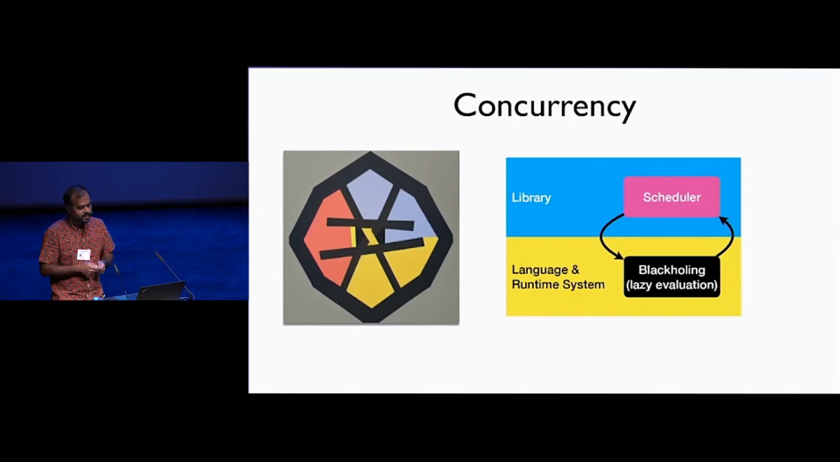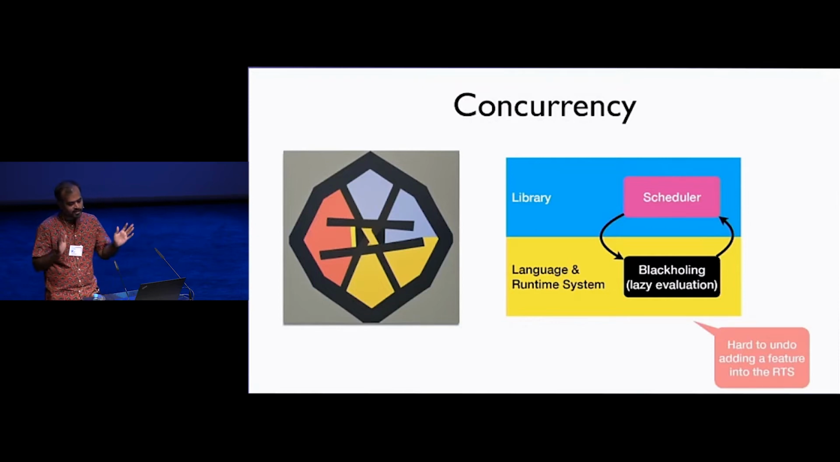and wake it up when the evaluation is done. So this requires access to the scheduler, but now our schedulers themselves are written in Haskell, which may themselves require to be suspended on a black hole. So we had this cyclic dependence, and there are probably ways around it, but we ran out of time. But for me personally, I think the takeaway was that once you add a feature into the runtime system, it is very hard to undo it, right?